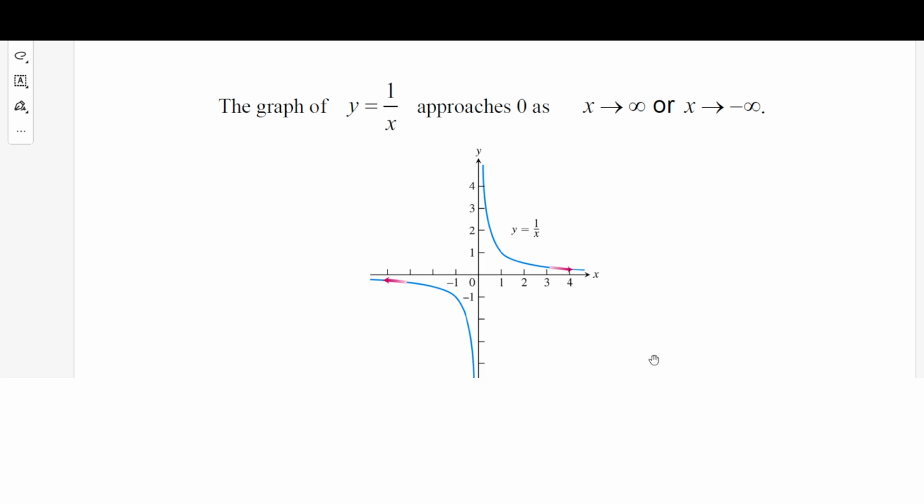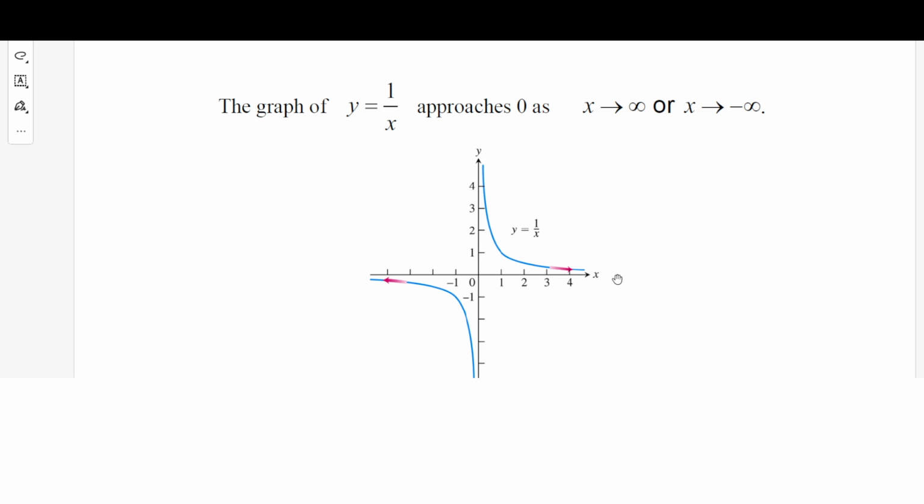So limits involving infinity, asymptotes of graphs. These are the topics we're going to discuss in this section. So first of all, let's look at this example here. In this graph, as x approaches infinity, that means if you go towards the right side, or x approaches negative infinity, if you go towards the left side, what happens to this graph?